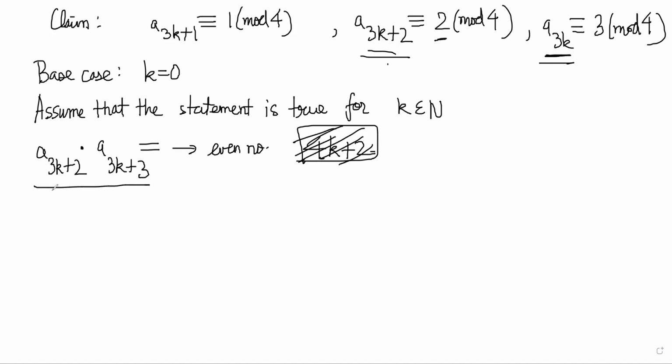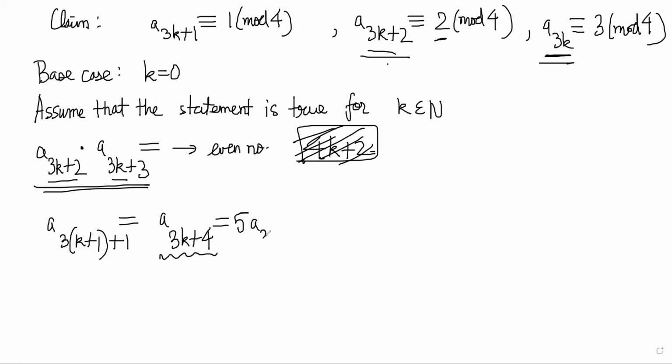So it is an even number. So therefore, A of 3k plus 1 is basically A of 3k plus 4. And since the previous terms 3k plus 2 and 3k plus 3 are coming out to be even, A of 3k plus 4, according to the problem definition, should be 5 times A of 3k plus 3 minus 3 times A of 3k plus 2.